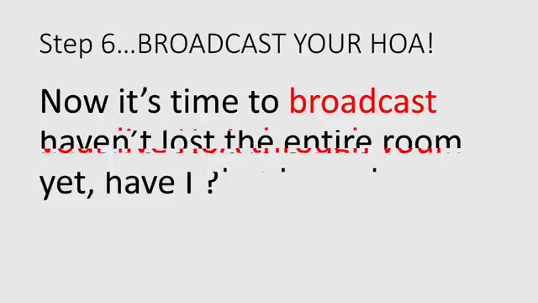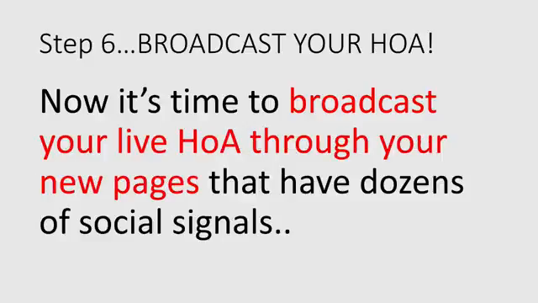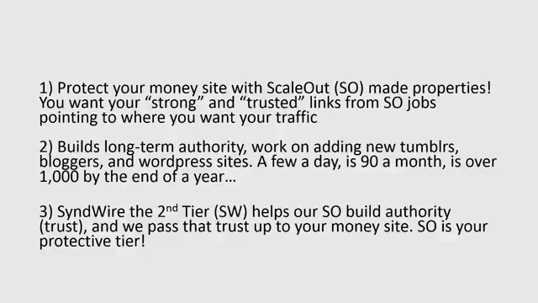So, step 6. Now that you've done all this awesomeness, Google is looking at your embeds, is looking at this Hangout, you're ready to broadcast. You spent all this time setting it up. Now it's time to broadcast your live HOA through your new pages that have dozens of social signals coming in. It looks like this. The top, the gold dollar sign, is your money site. Again, HOA, YouTube video, client site, affiliate site, whatever it is you want to get traffic or ranking. Okay, you have your WordPress, at least one.